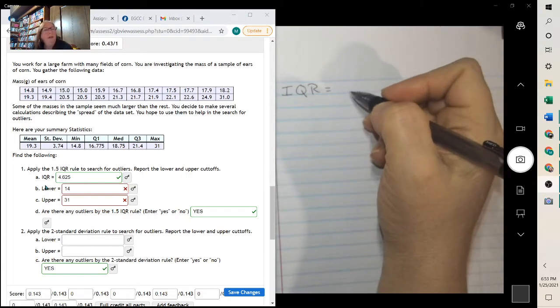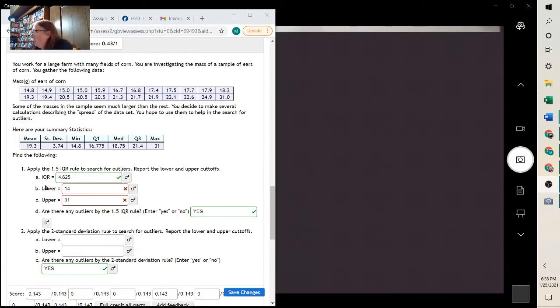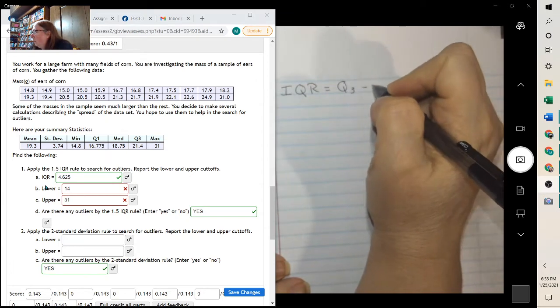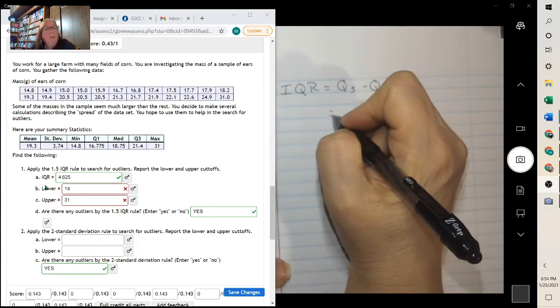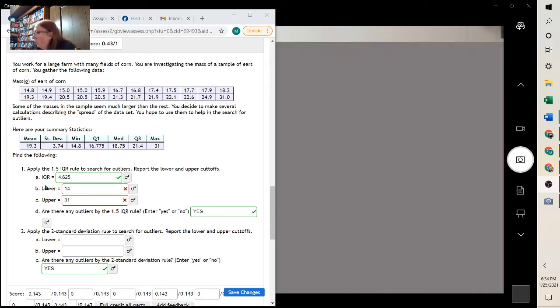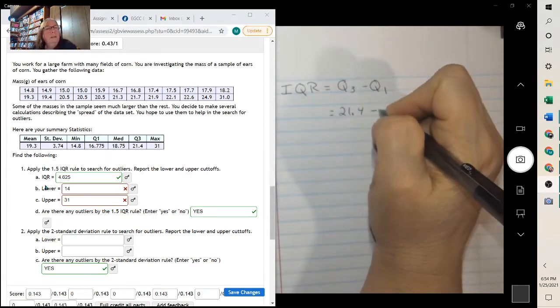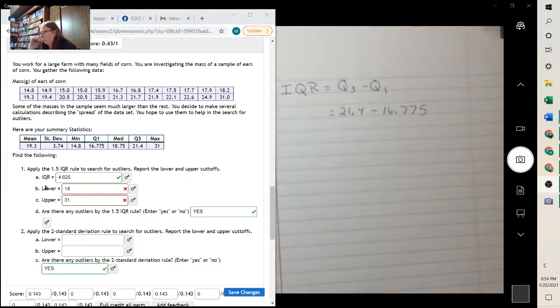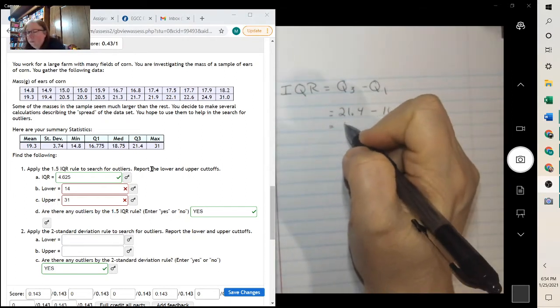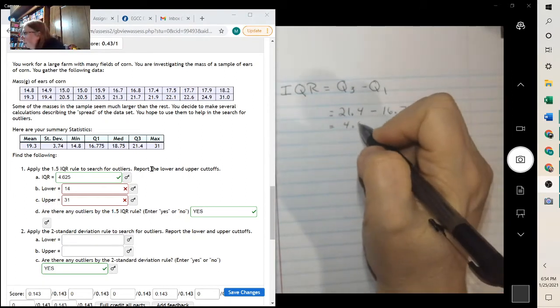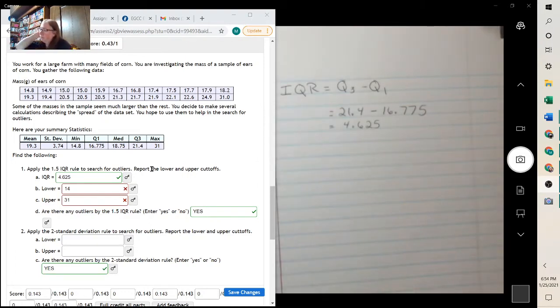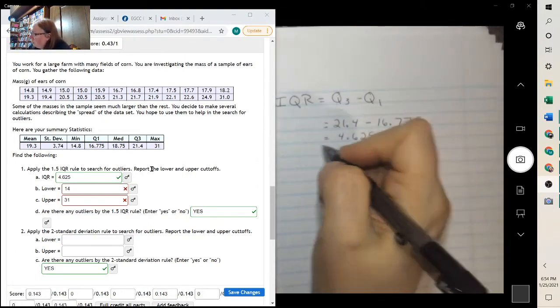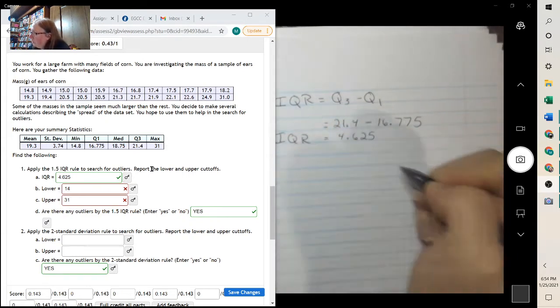And of course this one already is correct, but what you did was you subtract the Q3 minus Q1, which was 21.4 minus, so we're subtracting these two, Q3 and Q1, and we should get 4.625 when you subtract them. So this is our inner quartile range.